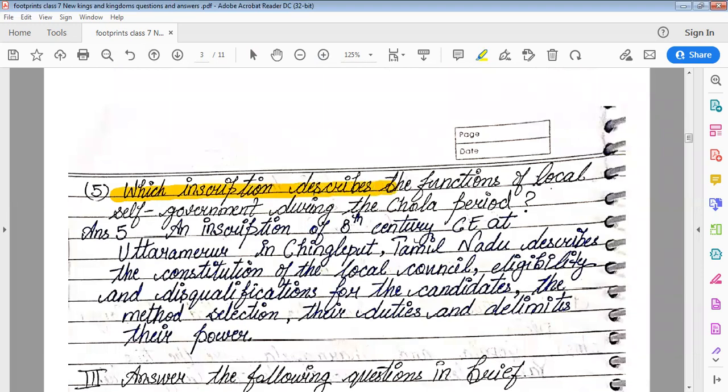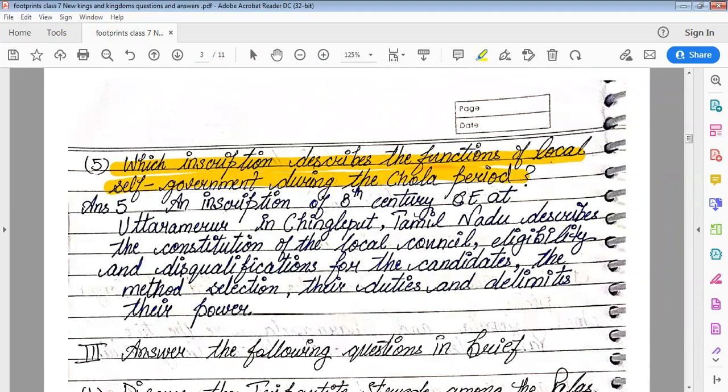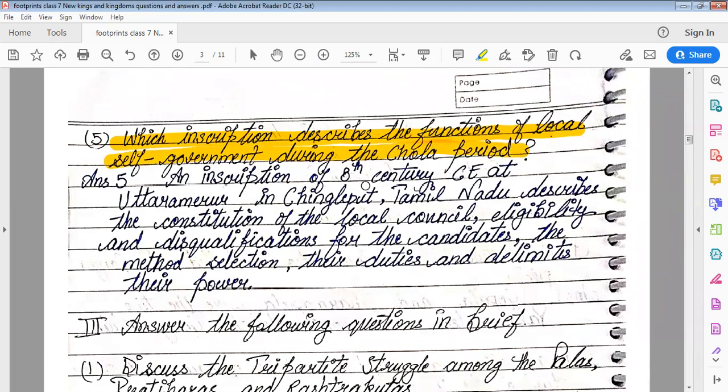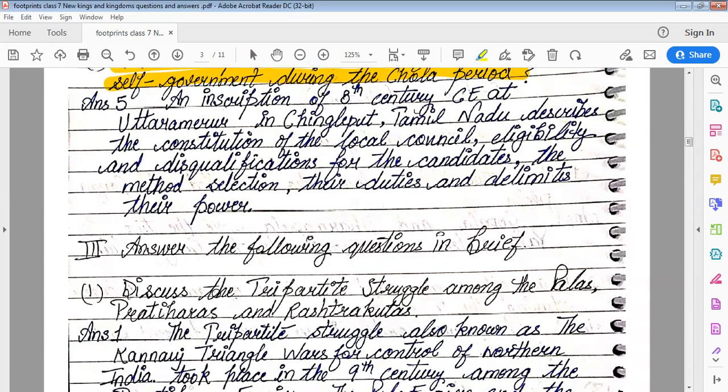Which inscriptions describe the functioning of local self-government during the Chola period? An inscription of the 8th century CE at Uttaramerur in Chingleput, Tamil Nadu describes the constitution of the local council, eligibility and disqualification for the candidates, the method of selection, their duties and limits their powers.